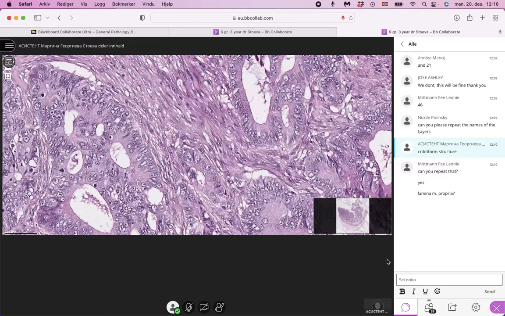Because when we follow the venous outflow from the colon, you know that the blood goes into the portal vein and then into the liver. That's why this is the place where we find the most common distant metastasis.